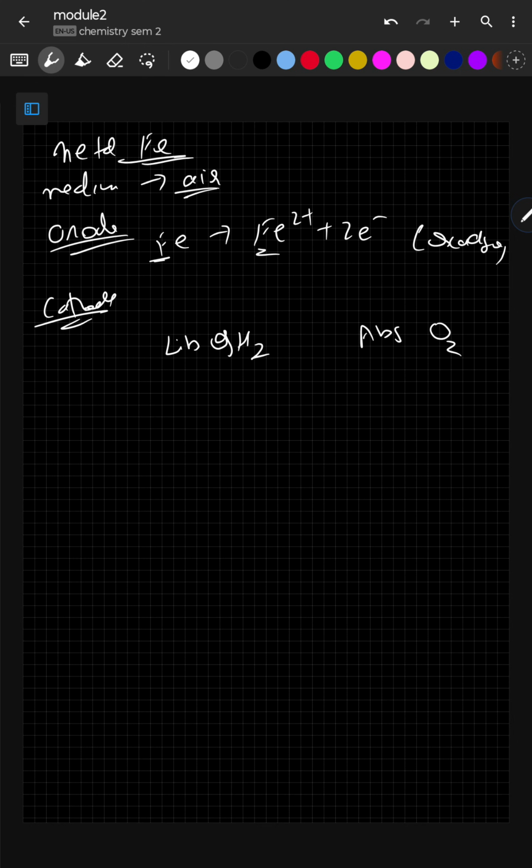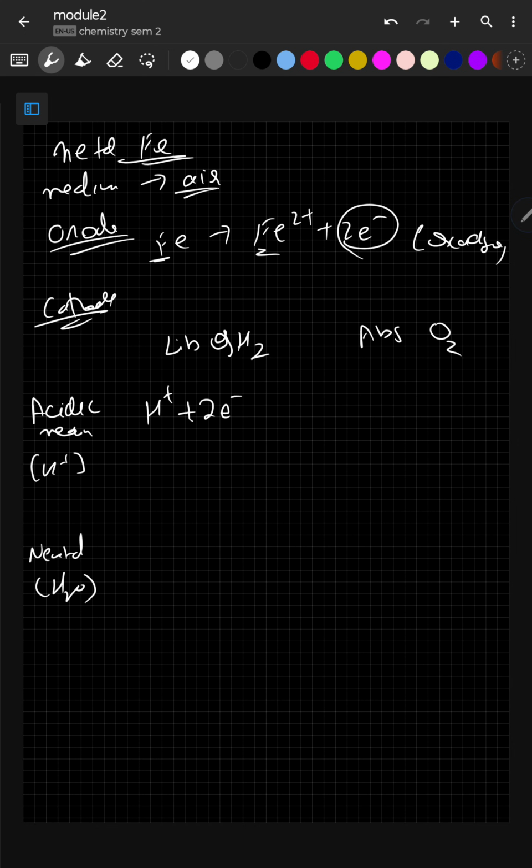And here also there are two cases. One is in acidic medium with H+, and one is in neutral medium with H2O. What is going to happen to this electron, that we are telling now. Okay, so H+ plus 2 electrons is going to become H2. So I can take 2H+ here, correct?